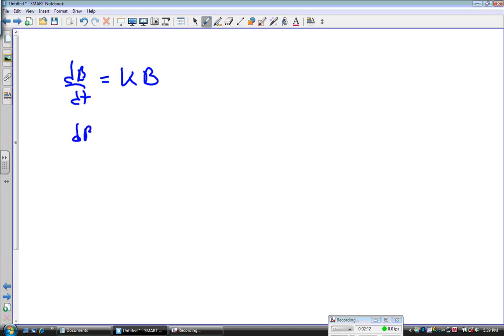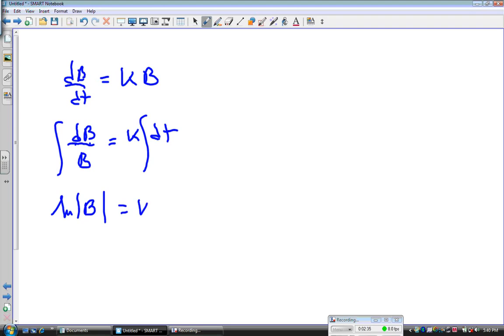How about db over b? That's not good. db over b equals k dt. All right, now k is a constant, so I can put it inside or outside the integral, but I'll just do it like this. And of course, you have 1 over u du here, so that's ln absolute value of b equals kt plus a constant. And let's say plus c.